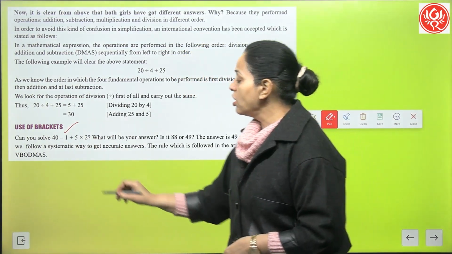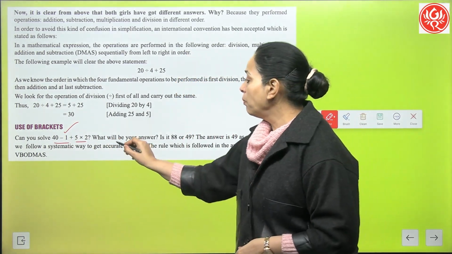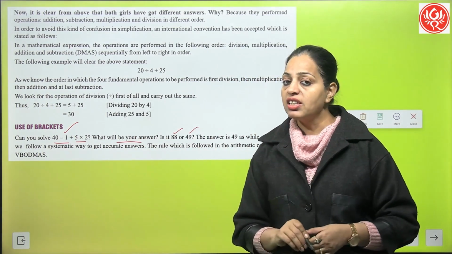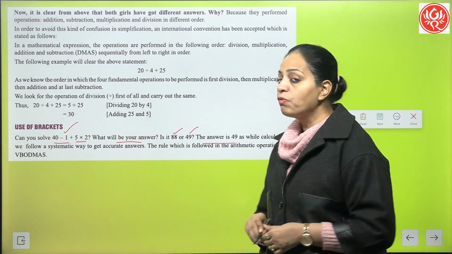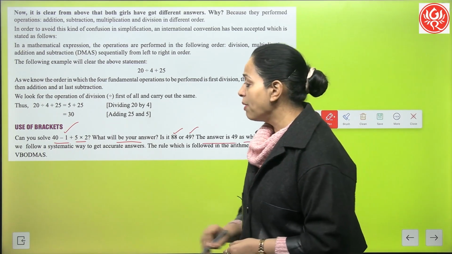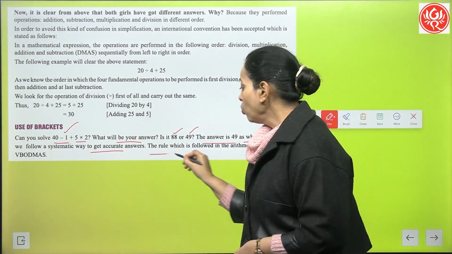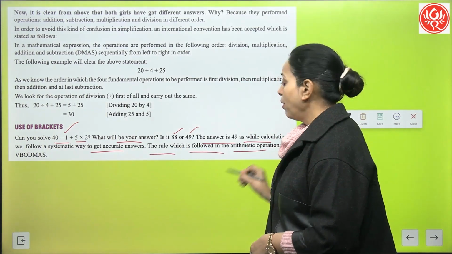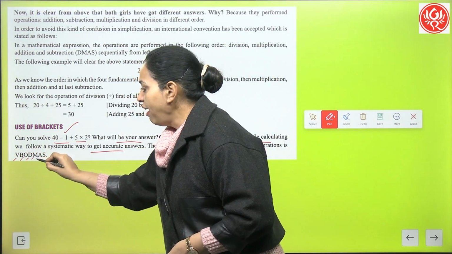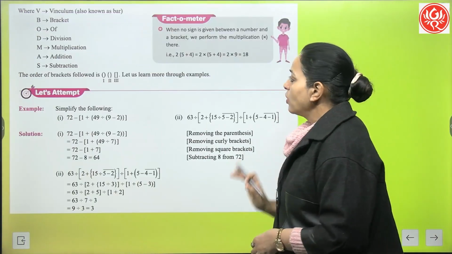Can you solve 40 minus 1 plus 5 into 2? What will be your answer? Is it 88 or 49? The answer is 49, as while calculating we follow a systematic way to get accurate answers. The rule which is followed in the arithmetic operation is V B O D M A S. So what is this? So let's see.